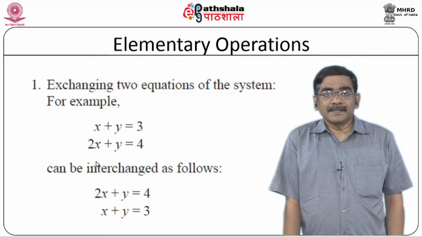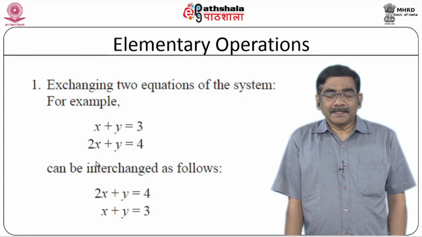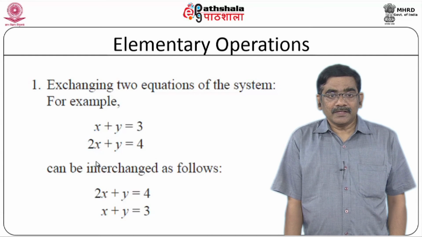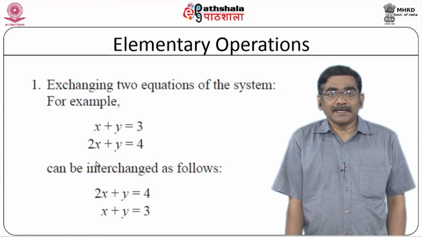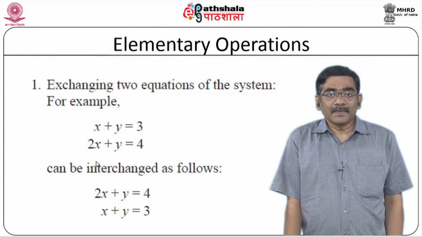For this we have to do some manipulations. These manipulations are called elementary operations. The elementary operations involved in Gaussian elimination are like this. The first operation is called the exchanging operation, where if we have two equations like this, x plus y equal to 3 and 2x plus y equal to 4, then we can interchange these two equations like this. Exchanging equations is necessary to avoid zero coefficients and coefficients of very small value.